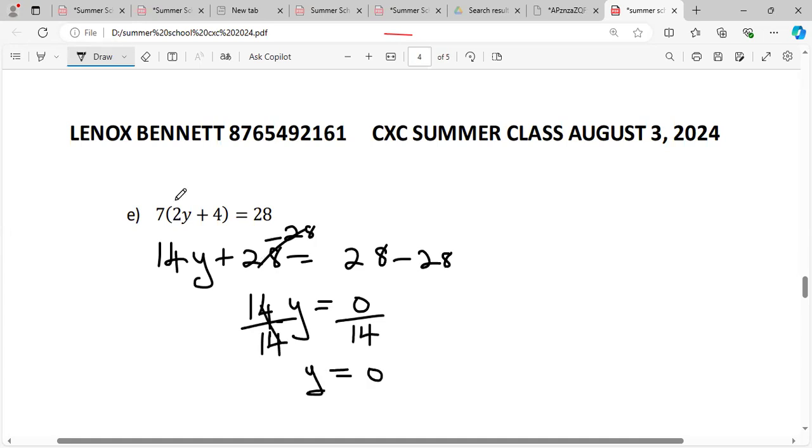So we plug in 0 here. 2 times 0 is 0, right? 0 plus 4, that's going to be 4. And then 7 multiplied by 4, isn't that 28? And the bracket means to multiply.